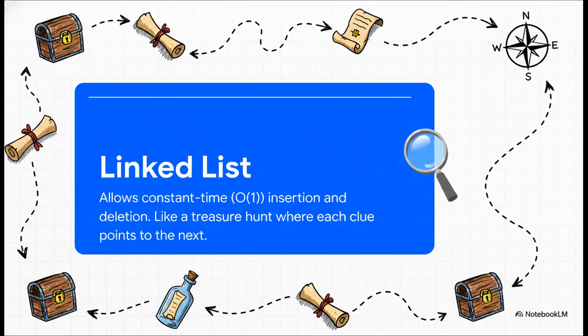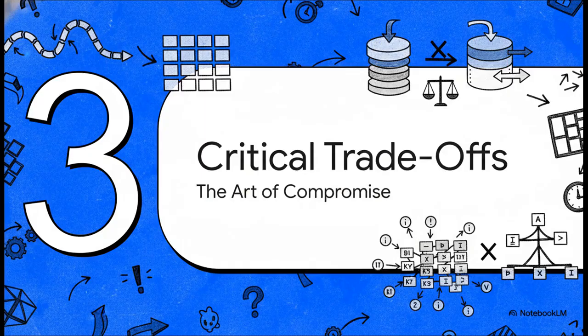Then you've got the linked list, and its superpower? Total flexibility. This one's more like a treasure hunt, where each item holds a clue that points you to the next one in the chain. This makes it super easy to add a new clue or remove an old one anywhere you want, without messing up the entire hunt. Okay, so if every tool has a superpower, how on earth do you choose?